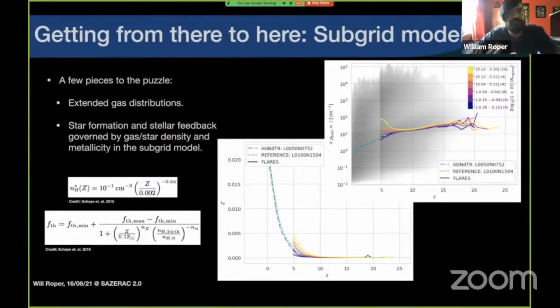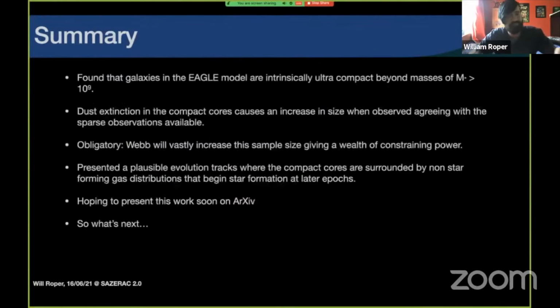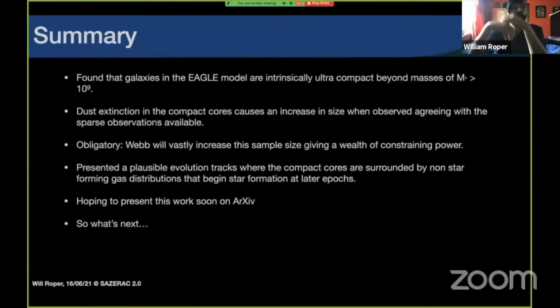So just quickly to summarize that, we've found in the Eagle model at high redshift, you get these intrinsically ultra compact galaxies beyond stellar masses of 10 to the 9. But then when you actually include the effects of dust, we get a good agreement with the observations. And then obligatory Webb point.